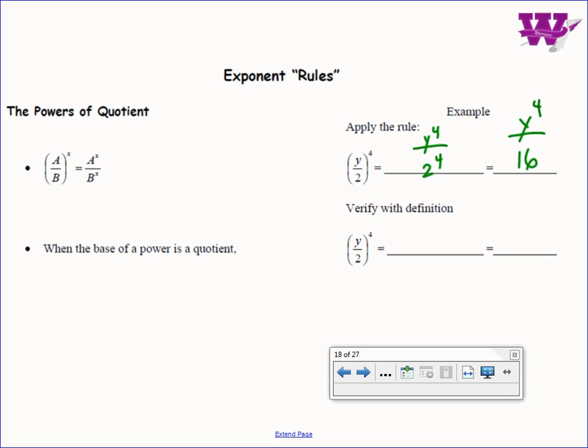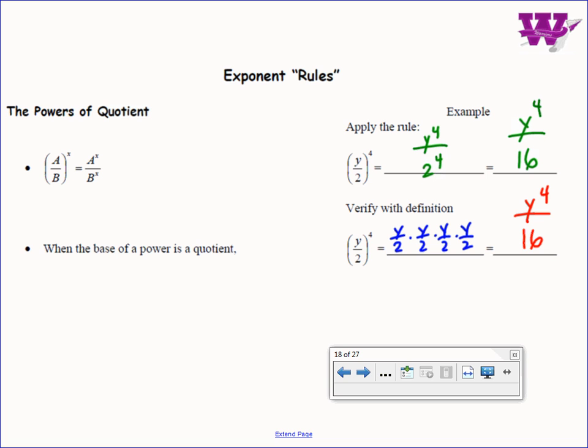We could verify with the definition by rewriting that as repeated multiplication. Y over 2 all to the 4th would be y over 2 times y over 2 times y over 2 times y over 2. How do I multiply fractions? Straight across. How many y's are multiplied together? That's right, 4 y's. So y to the 4th over, what's 2 times 2 is 4 times 2 is 8 times 2 is 16.